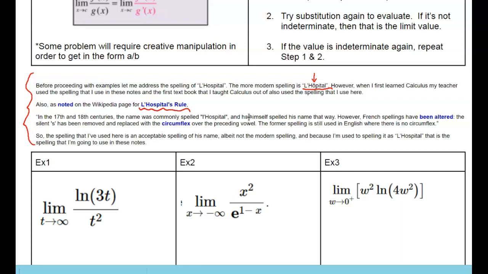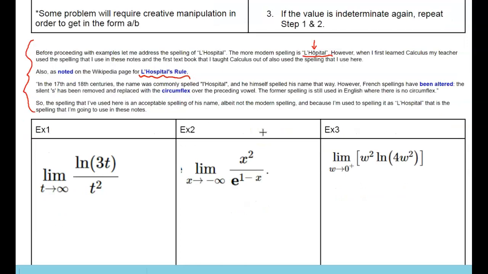L'Hopital or L'Hospital, which is pronounced L'Hopital's, about the spelling and why you see both, and why even on videos and on the internet you still see both of them. Okay? So they're both fine.